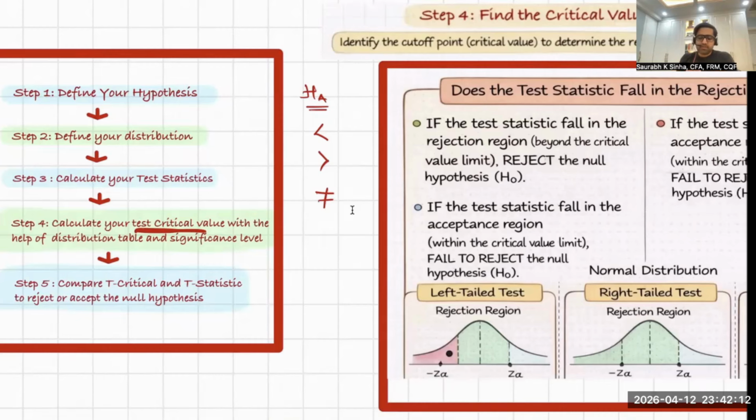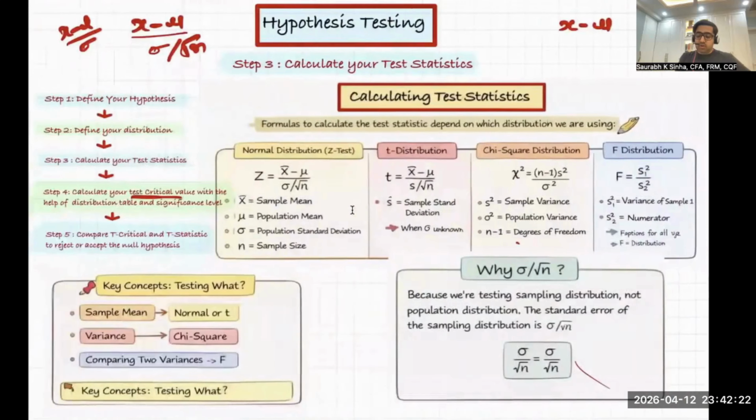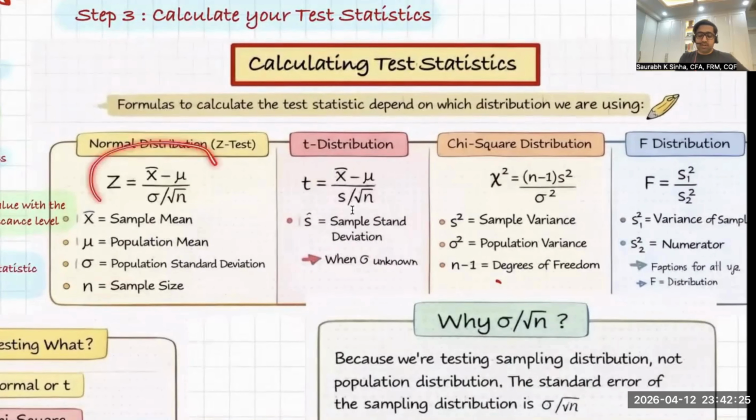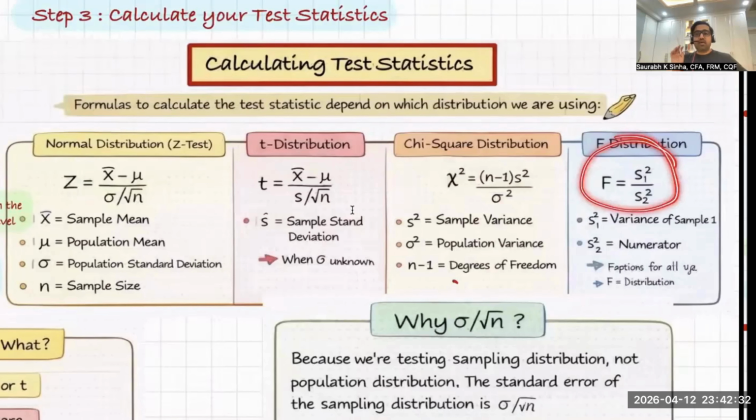We discussed this. Then we said that you need to calculate your test statistic. We said the test statistic always comes from a formula. If it is normally distributed, then this is the formula that we discussed. If it is t distribution, this is the formula. If it is chi-square distribution, this is the formula. If it is f distribution, this is the formula.